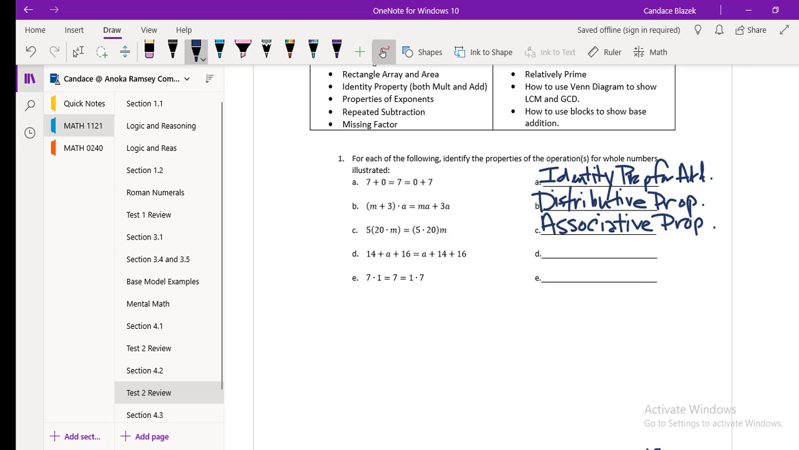For D, we have 14 plus A plus 16 is equal to A plus 14 plus 16. If you look at this, it is addition, and we are changing the order of the terms. This is an example of the additive, or commutative, property for addition. And E, 7 times 1 is equal to 7 is equal to 1 times 7. This is the identity property for multiplication.